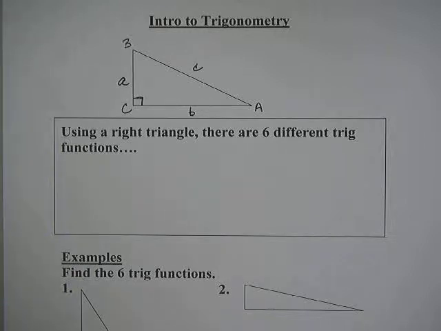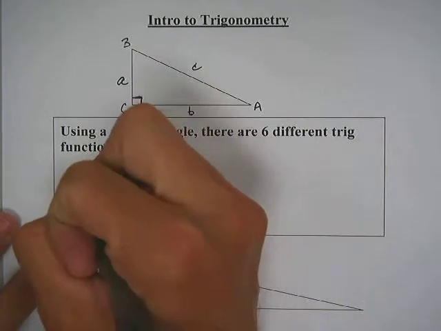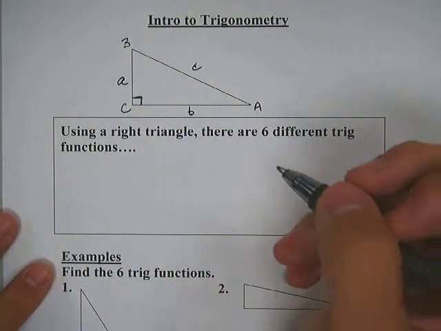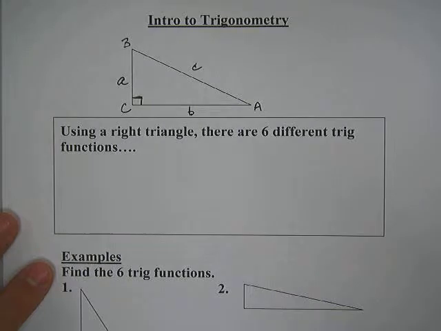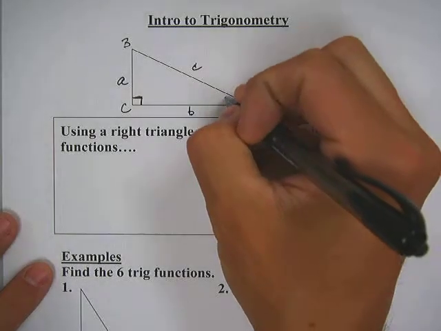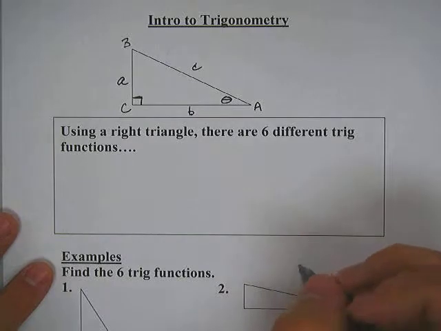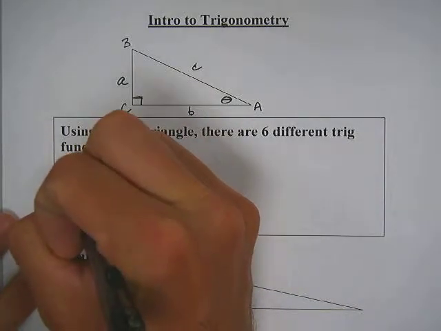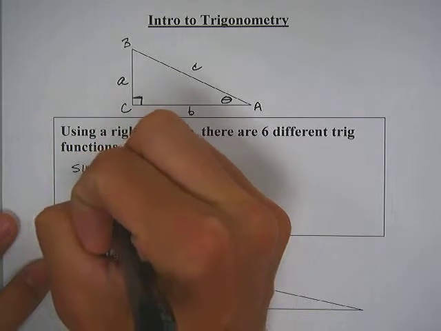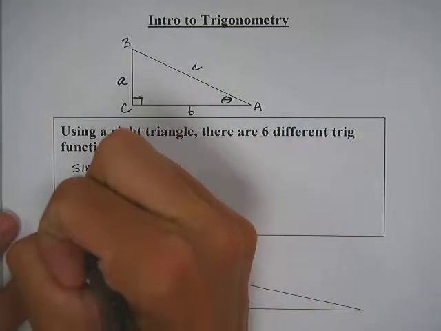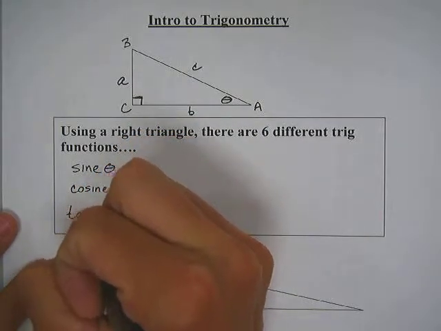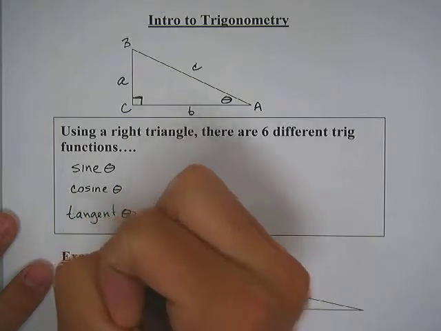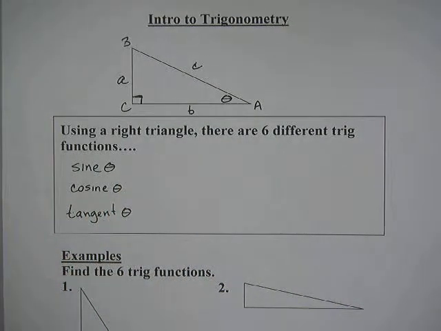What I'd like to start out with is simply identifying the 6 different trig functions. Now, you might know 3 of them. Since we're talking about trig, and trig has some Greek origins, we tend to use Greek letters. What if I call this angle right there theta? The first trig function we're going to talk about is sine of theta. The next one is cosine of theta. And the third one is tangent of theta.